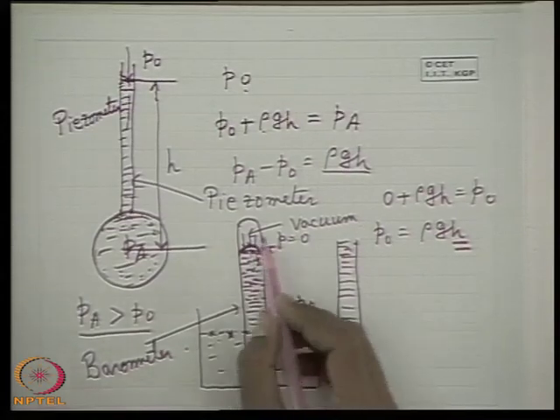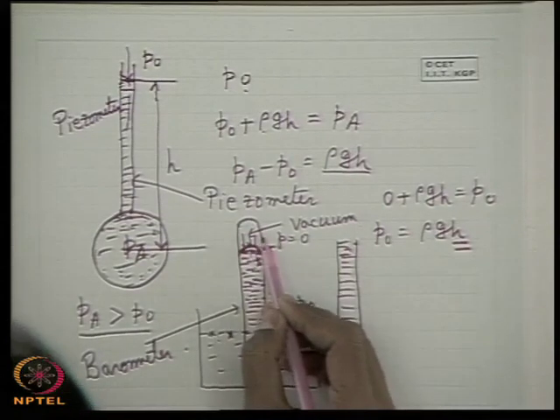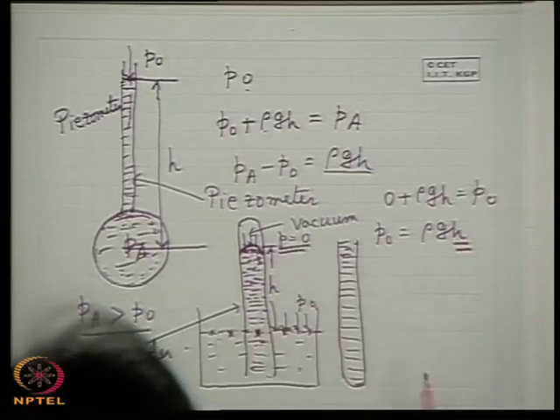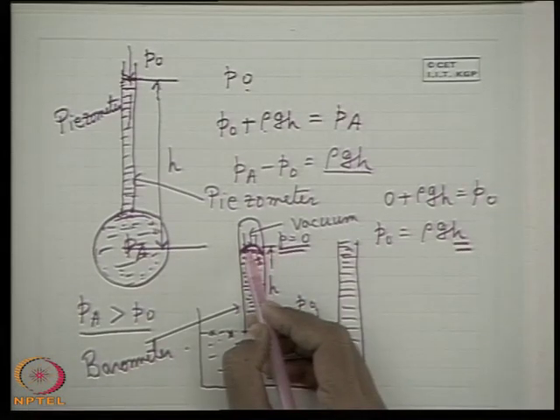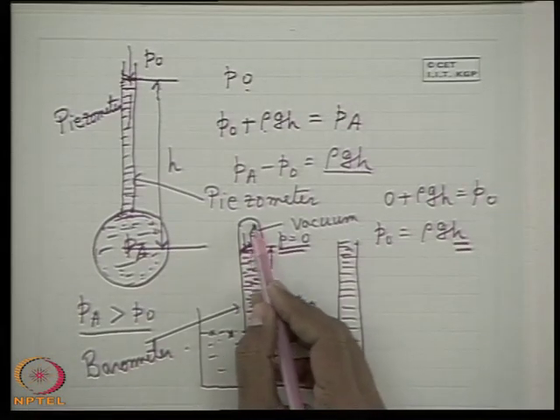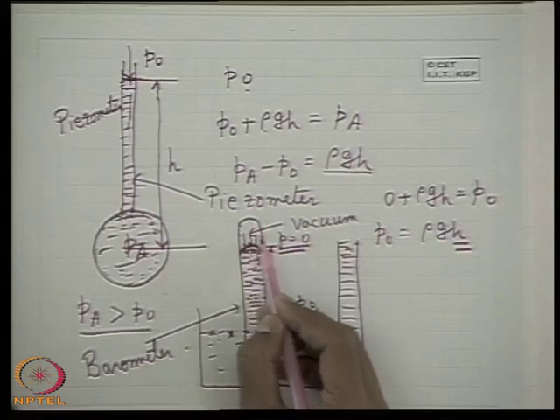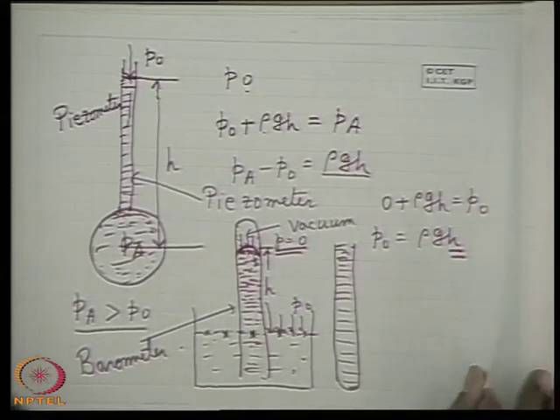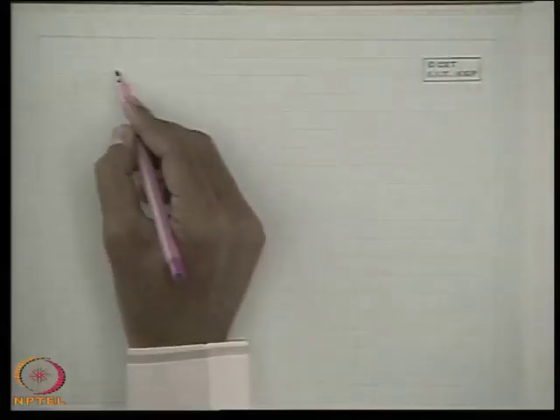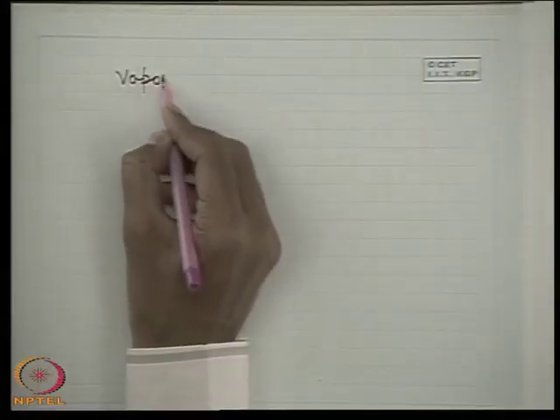Now what happens? Exactly this gap is not completely vacuum, or P is not equal to 0. Because of the evaporation of the liquid from the surface, a pressure is generated in this gap. On this occasion, I would like to say a few brief words about this. This is known as vapor pressure.